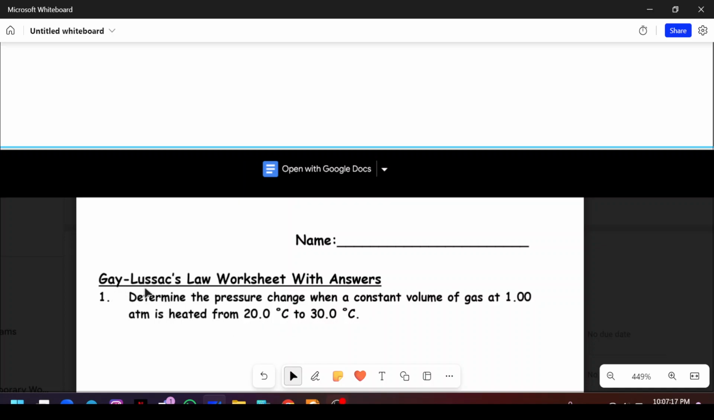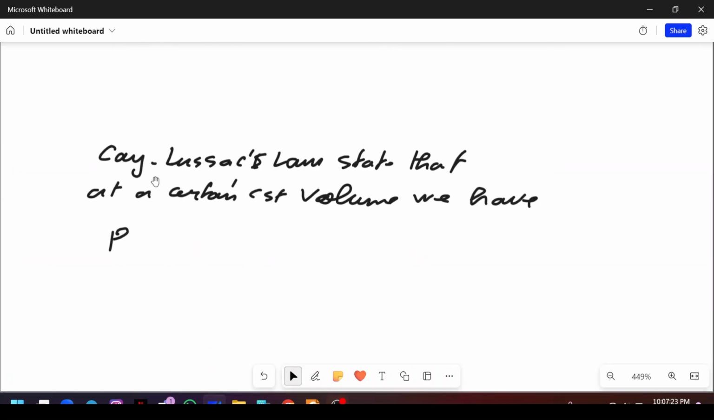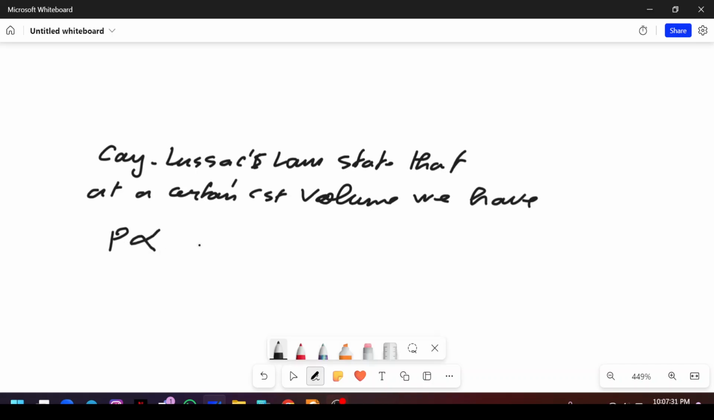So before talking about the questions here, let's have a small reminder about Gay-Lussac's law. Gay-Lussac's law states that at a certain constant volume, the pressure is proportional to the temperature, which means P over T remains the same constant.